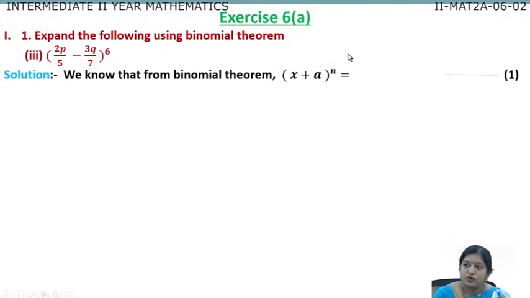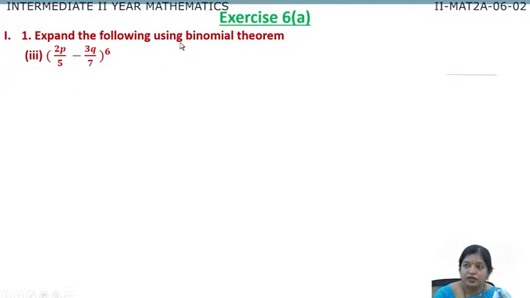Let us do one problem from the exercise 6a. Expand the following using binomial theorem. (2p/5 minus 3q/7) to the power of 6 ను ద్విపద సిద్ధాంతాన్ని ఉపయోగించి విస్తరించండి.